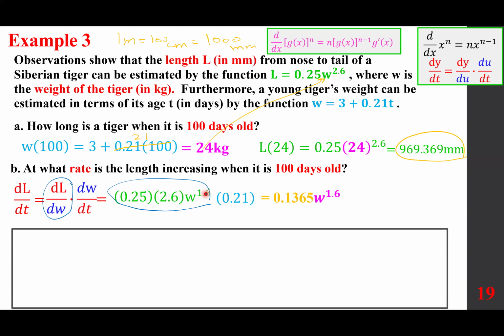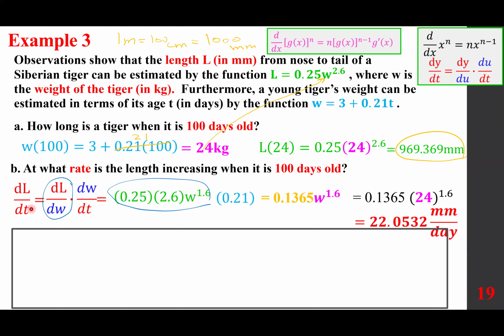You have two choices. You can replace the W with 3 plus 0.21t and then plug in t equals 100. Or notice in the previous step, we know what the weight is when the tiger is 100 days old: 24. Replace it. 0.1365 times 24 to the power of 1.6. Put it into a calculator. 22.0532 millimeters per day. The units of the length over the units of the time.